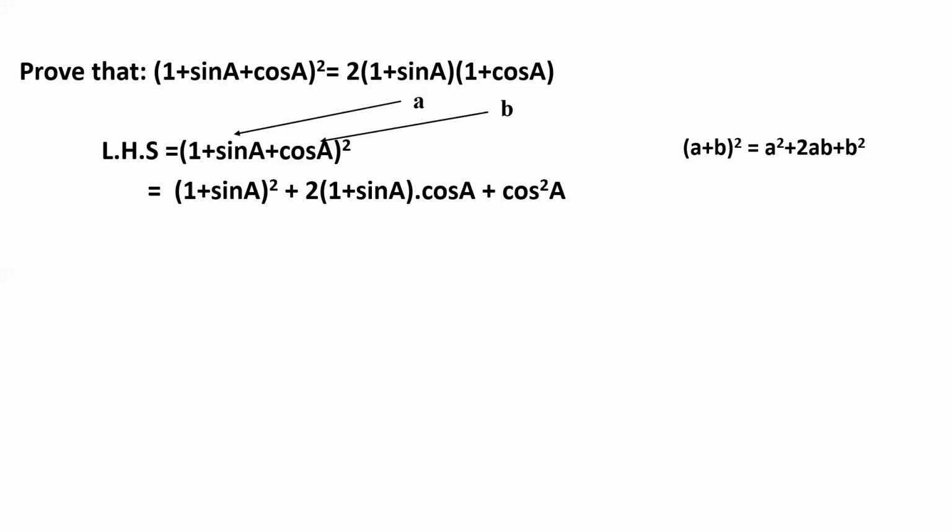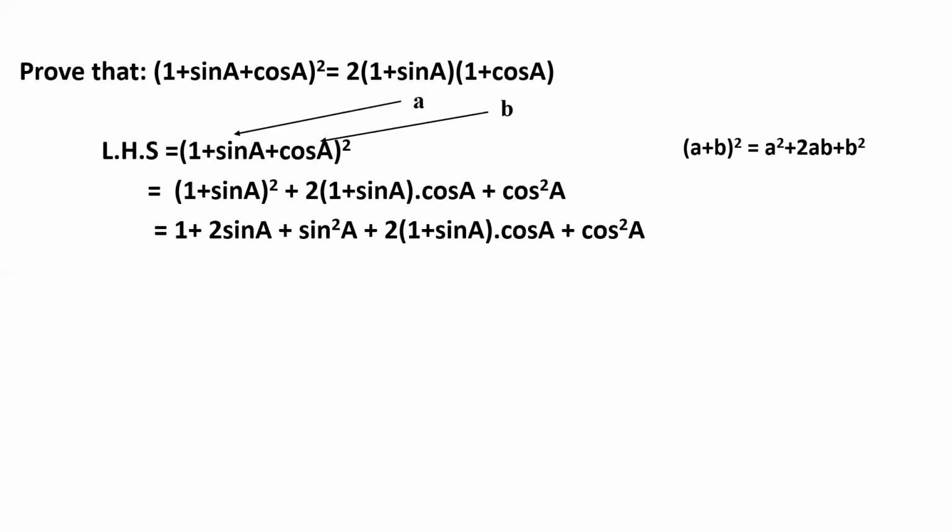Now here, look at here: (1 plus sin A) whole square. Can I expand it again in the same (a plus b) whole square form? It will be something like that. See, 1 is a, sin A is b. So 1 plus 2 sin A, that is a times b: 1 times sin A is sin A, so it is 2 sin A, plus b square, sin square A. And plus the rest as it is, right? I didn't do anything. So it is plus 2 times (1 plus sin A) times cos A plus cos square A as it is, right?